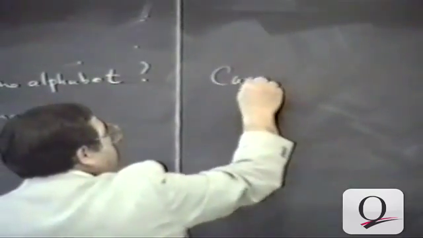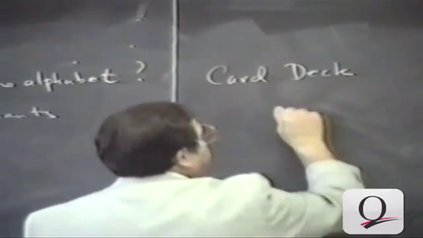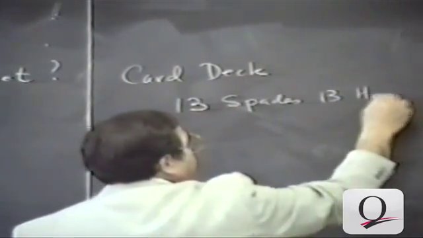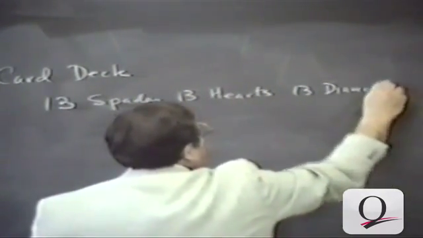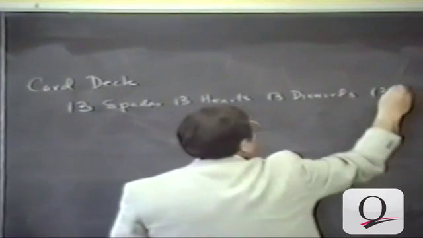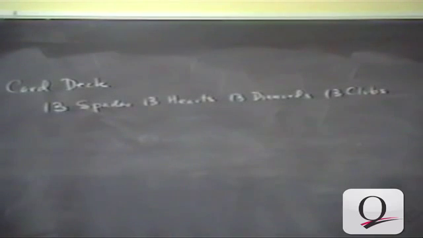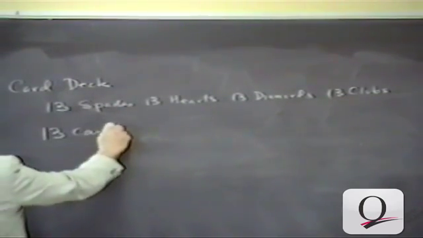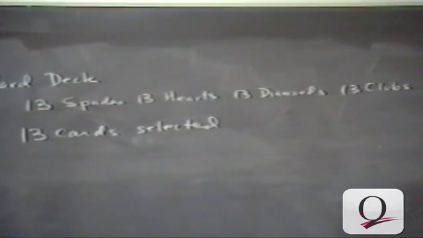A card deck has 52 cards, 13 spades, 13 hearts, 13 diamonds, and 13 clubs. In the game of bridge, you deal out a hand of 13 cards. Suppose 13 cards are selected.